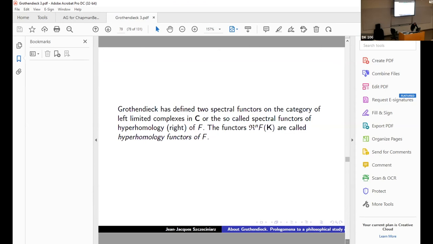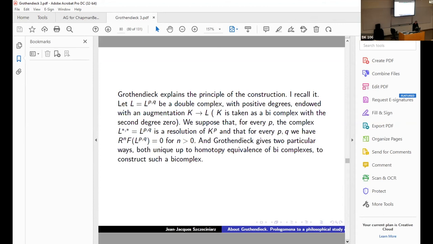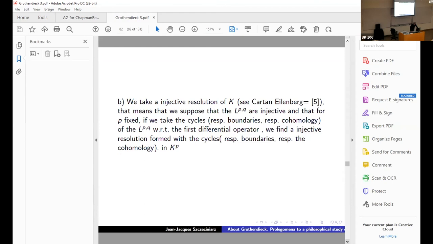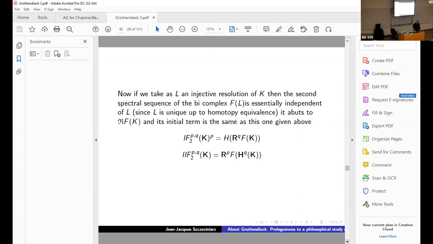Grothendieck has defined two spectral functors in the category of left limited complexes in C, and the spectral functors of hyperhomology. The functors R^n F of K are called the hyperhomology functors of F. And Grothendieck explains the principle of the construction. Maybe I have no time for that. And you have this notation for this, and the first terms are this and this for these two spectral sequences.